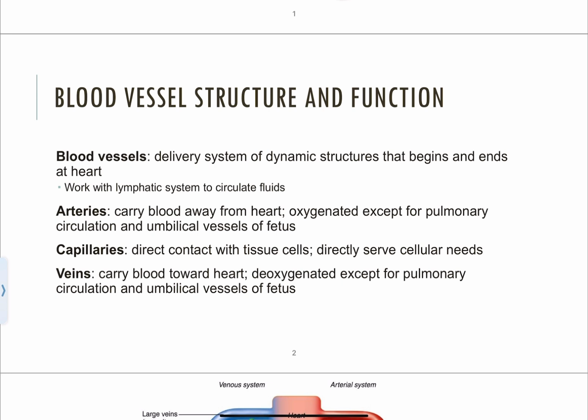We have three major types of blood vessels: arteries, capillaries, and veins. If we're talking about arteries, if you remember from our last lecture, arteries aren't defined by the level of oxygen within the blood that they're carrying, but rather the direction in which they're carrying the blood. So arteries are always going to be carrying blood away from the heart. Veins are always going to be carrying blood towards the heart.